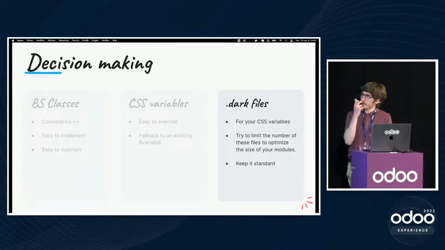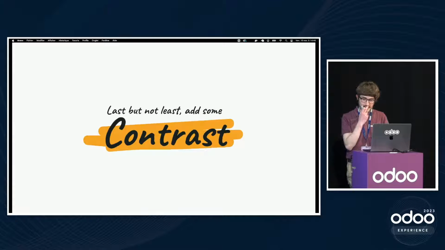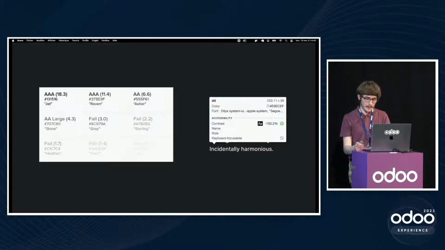So the .dark files are actually the place to use your CSS variables. You might want to limit the number of these files because they add size to the module, but it's not that easy. Still, try to keep it standard and not create customization when it's not needed. And there is also the contrast, which is really important, but we already talked about it.